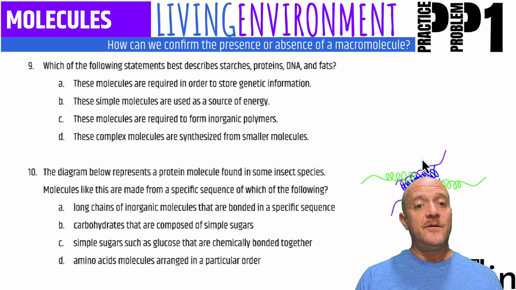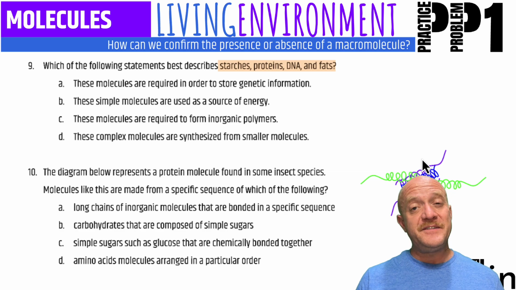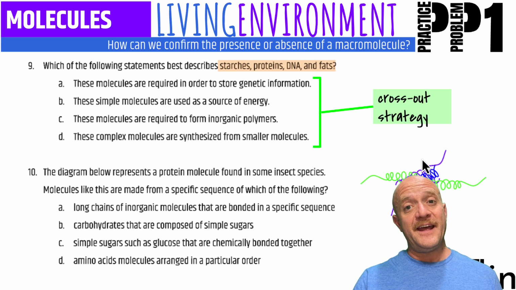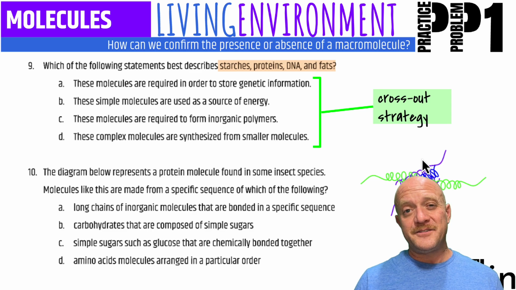Question number 9. Which of the following statements best describes starches, proteins, DNA, and fats? Here's some vocabulary. You definitely want to make note of this using the keyword strategy. Once you've done that, using the cross-out strategy, eliminate some wrong answers by crossing out what makes those answers incorrect.